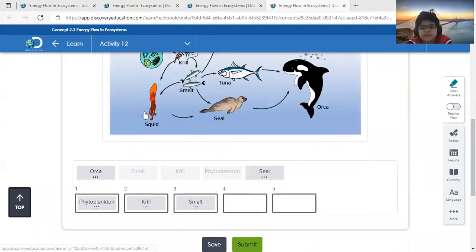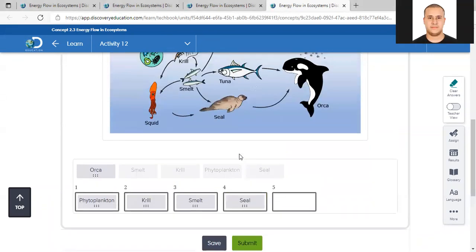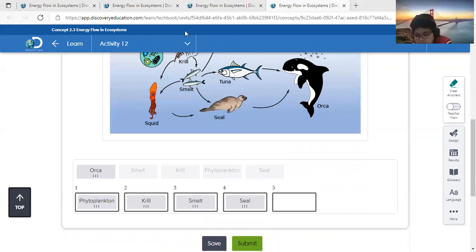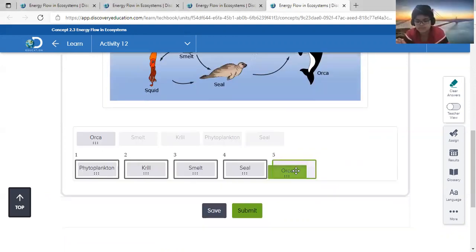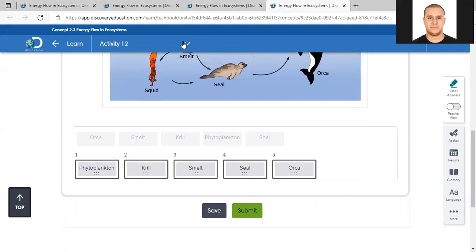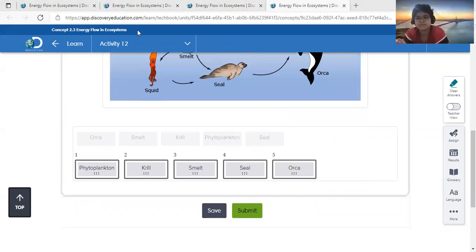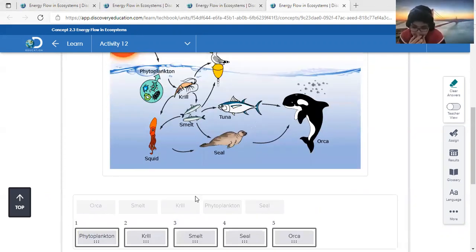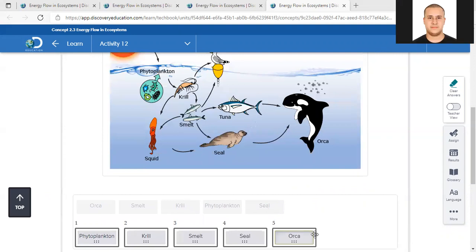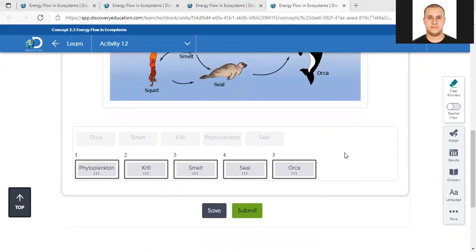Seal. The seal. Okay, then what eats the seal? The orca. The orca. So this is the correct order. The ones that have the most of the energy are the phytoplankton, and the one that gets the least of the energy, or the fewest, are the orcas. Okay, this is great. Thank you, guys. Thank you all.